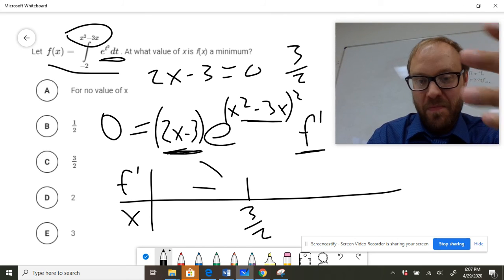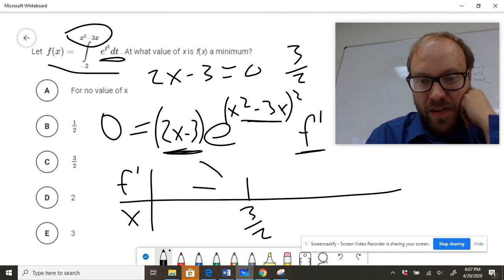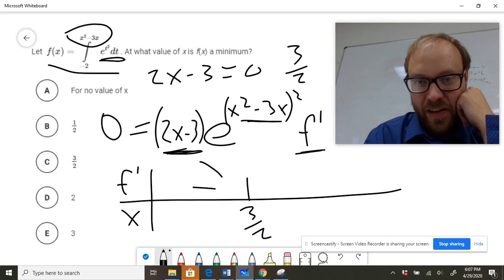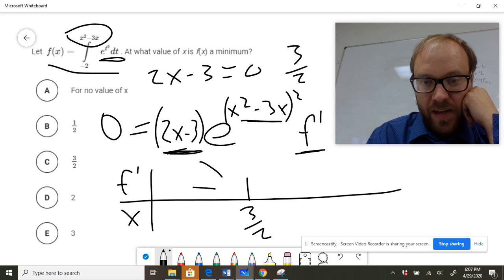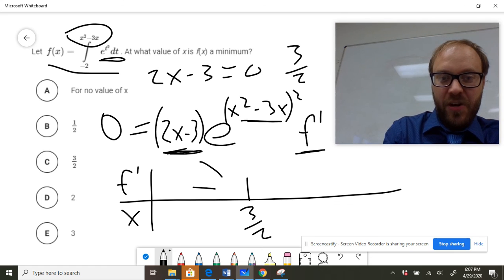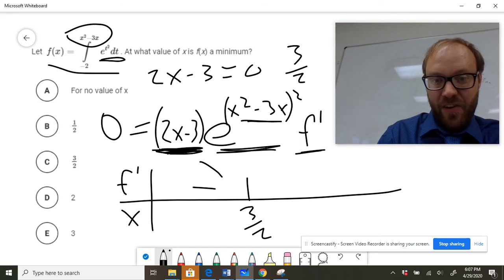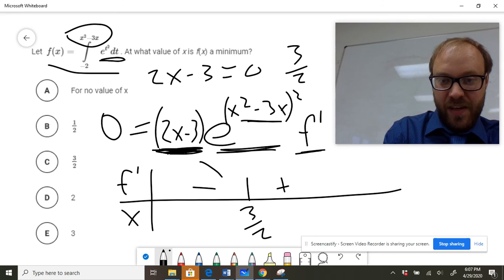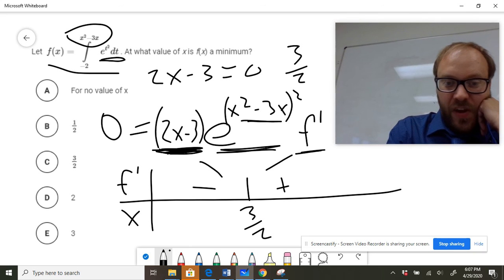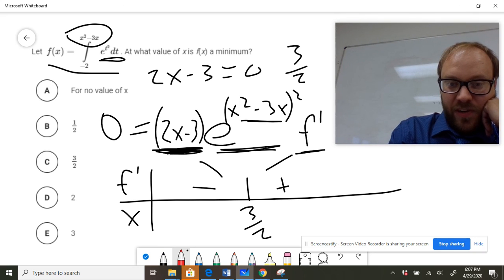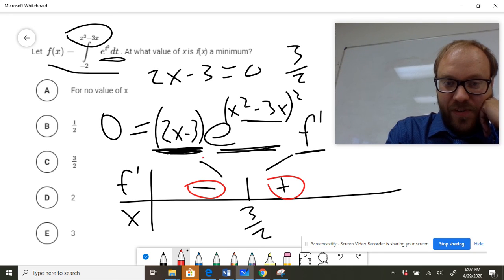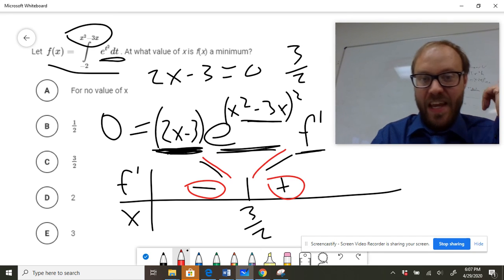Okay, let's put something bigger than 3 halves in, and you know it can be 10, it can be 100. It really doesn't matter. But I'll put in 2, which would be bigger than that. So if I put in 2 to the 2x minus 3, I'd get a positive. If I put 2 in here, I'm going to get a positive, and so we end up with a positive. So notice f prime is going to change from negative to positive, okay? f is decreasing and then f is increasing.